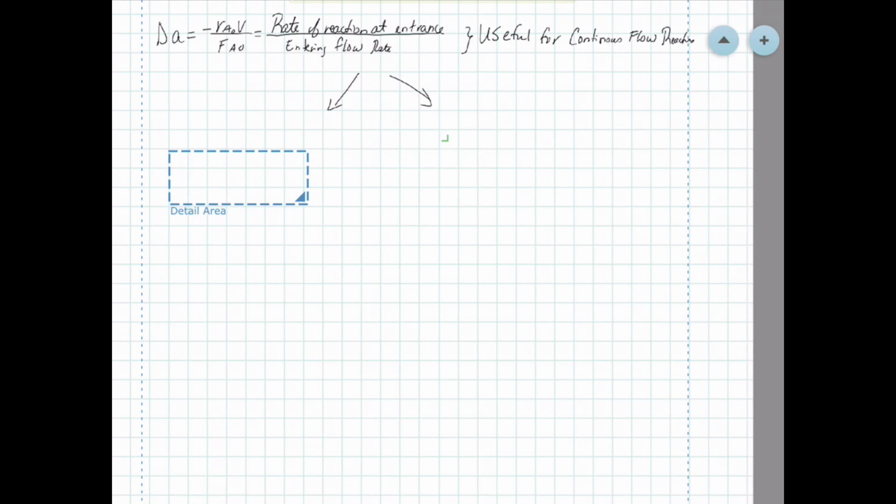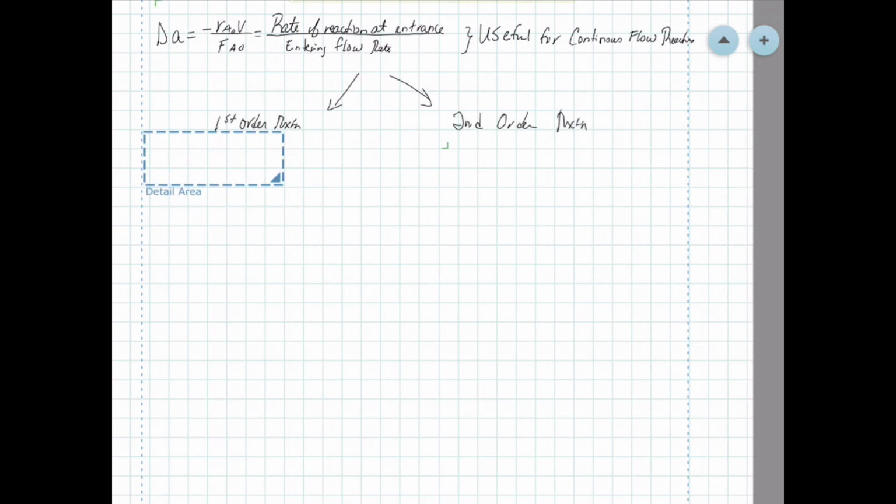As I mentioned before, it's a unitless number, and it's really important in chemical engineering. It gives us a quick way to estimate the degree of conversion for a continuous flow reaction. Typically, it relates the rate of reaction at the entrance and the entering flow rate. We can get expressions for different orders of reaction. I'm going to show you the first order and second order, and then we're going to compare conditions where the Damköhler number may affect the conversion.